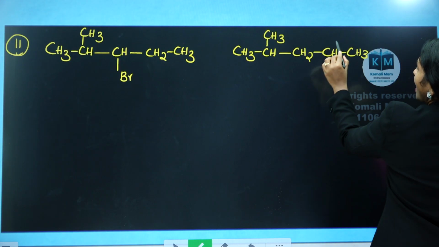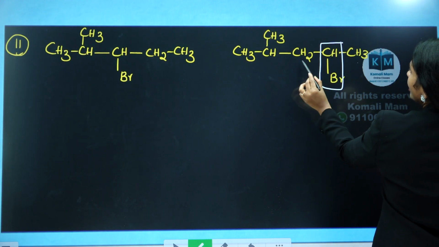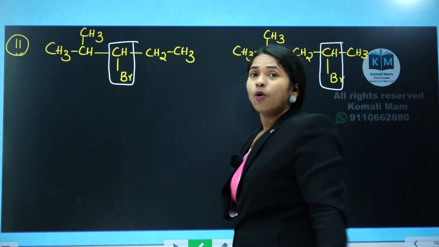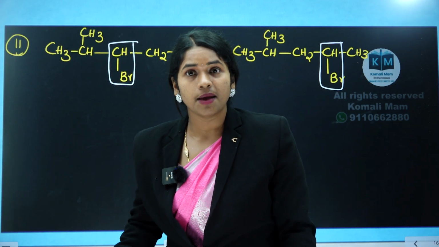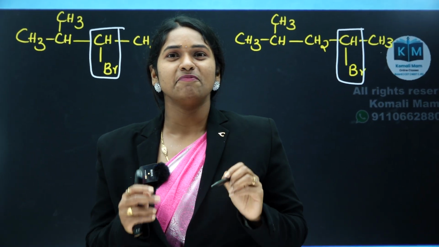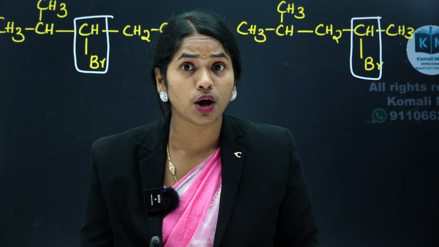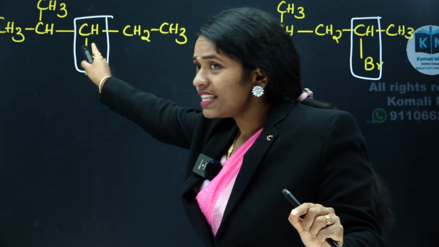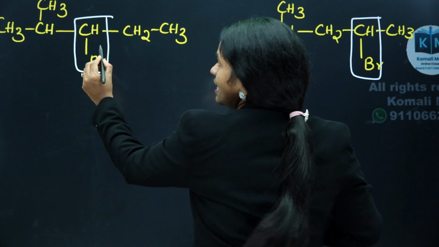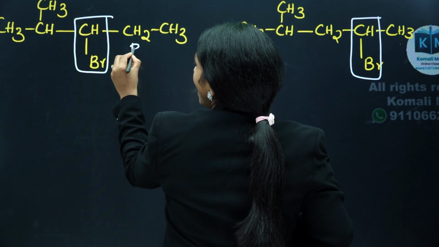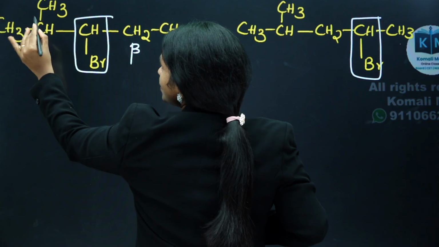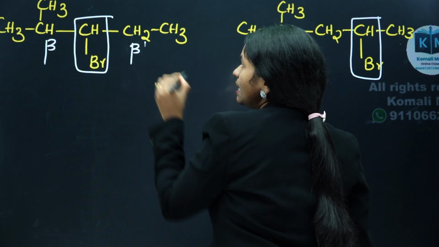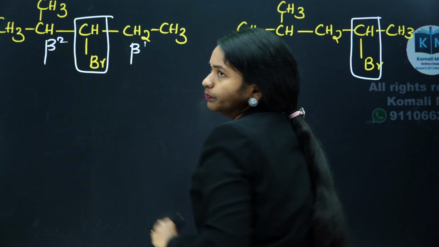See the next one, halogen connected carbon 1, 2. Secondary. Here also secondary. So when both degrees are the same, how do you have to solve the question? When both degrees are the same, you have to solve the question based upon the adjacent carbon. In this case, suppose this is an adjacent carbon, let's say beta. The next carbon adjacent: out of these two, this is beta 1, this is beta 2.